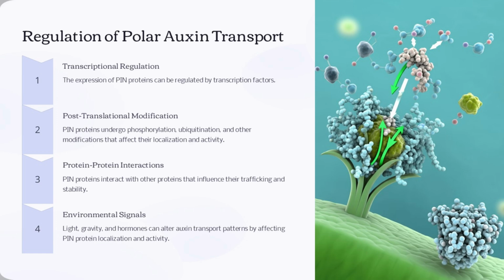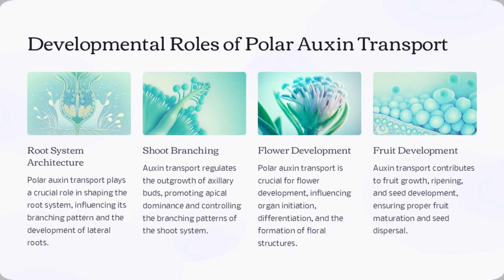Understanding these regulatory mechanisms is crucial for understanding how plants coordinate growth and development in response to internal and external cues. Root system architecture is shaped by polar auxin transport, which influences the branching pattern and development of lateral roots. Auxin transport regulates the outgrowth of axillary buds, promoting apical dominance and controlling the branching patterns of the shoot system.